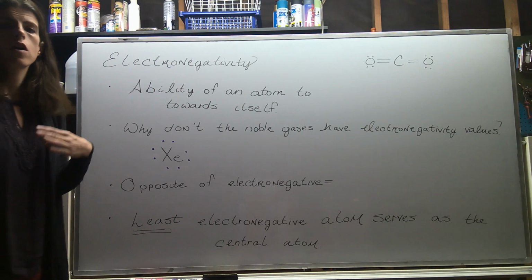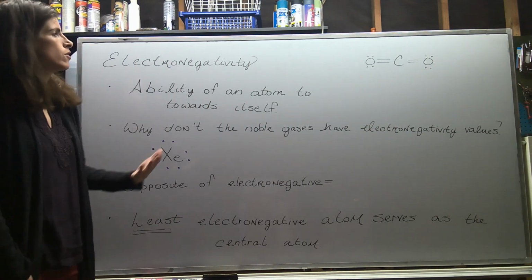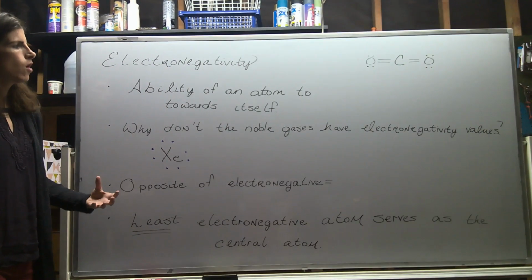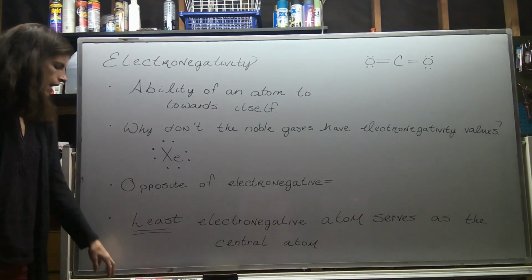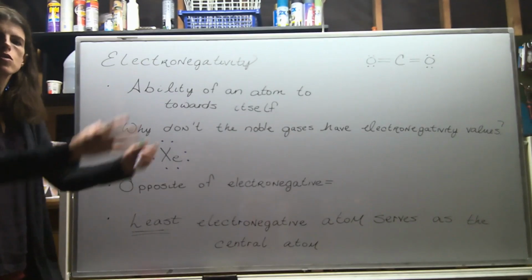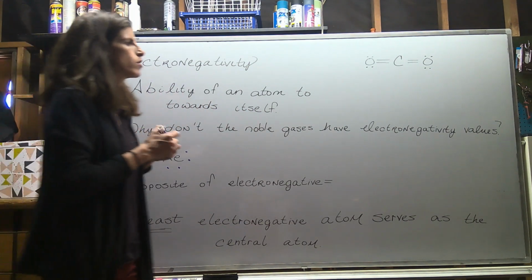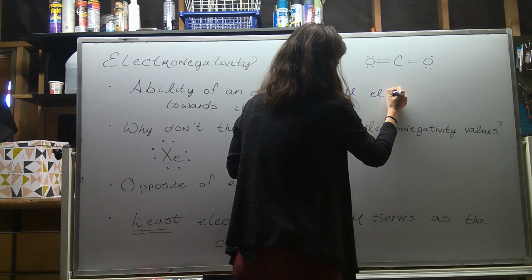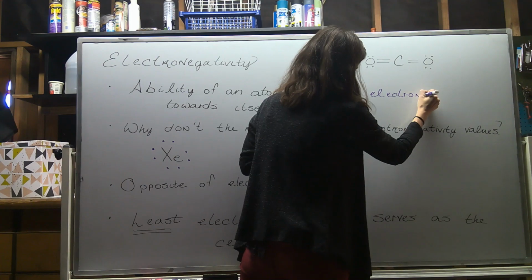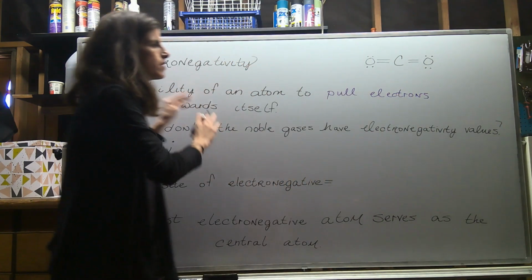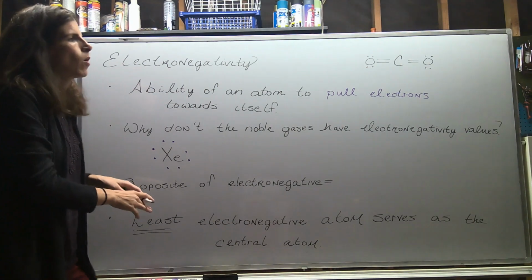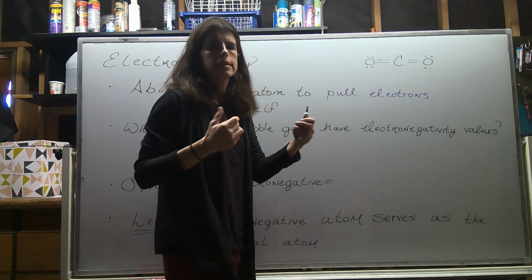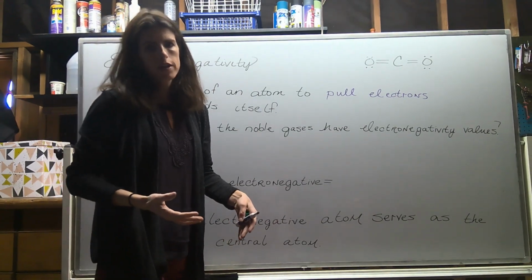So as part of our pre-discussion on Lewis dot structures, we need to look at electronegativity trends again. Electronegativity is defined as the ability of an atom to pull electrons towards itself. If this is a huge periodic table, we have fluorine in the upper right-hand corner, and fluorine is the most electronegative atom on the periodic table.